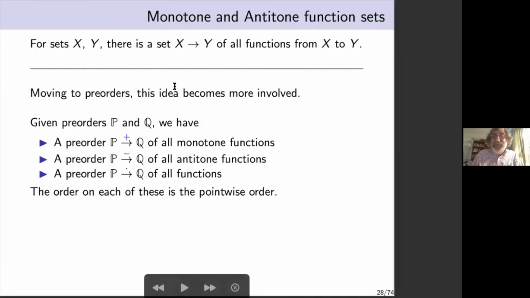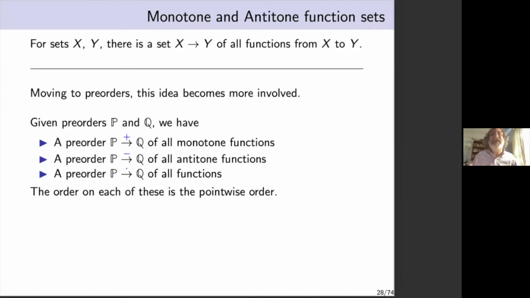Now, when we do semantics, we frequently say the meaning of type x to y is the set of all functions from x to y. That's how Montague grammar and formal semantics typically works. But when we do the preorder version of everything, this idea splits into three pieces. Everything now has to be a preorder. So if we're given P and Q as preorders, we can form the preorder of all monotone functions. The preorder of all monotone functions is the suborder of the function space order. We could do the same thing for the antitone functions and the same thing for all functions. And in all cases, we get the pointwise order.